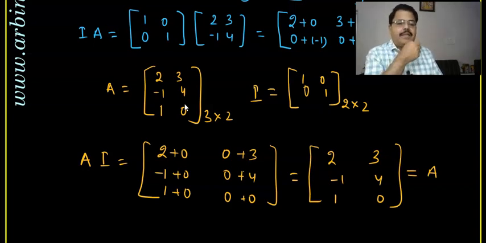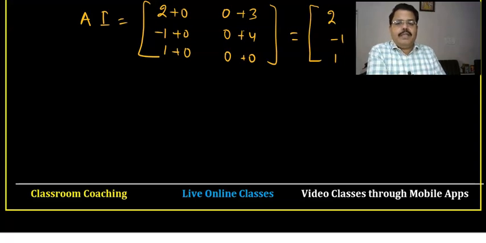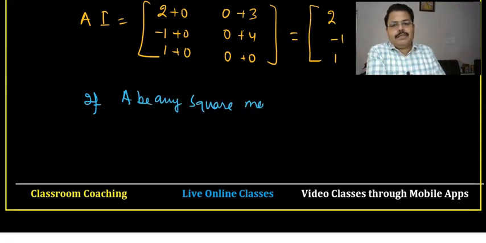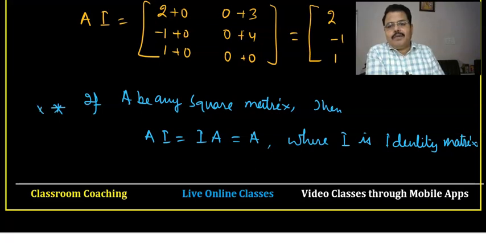So A into I, wherever they are conformal, will be A. But here IA is not conformal. For I into A, the number of columns in I must be equal to the number of rows in A, and that is not conformal. So A into I is equal to A in all cases. You can believe it and you can judge it. A into I is equal to I into A, but only when they are conformal. If A is any square matrix, then AI is equal to IA is equal to A, where I is the identity matrix. So this is a point to remember. You may memorize it: A into I is equal to I into A is equal to A.